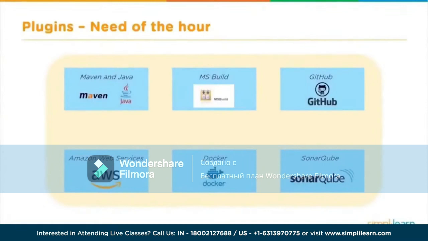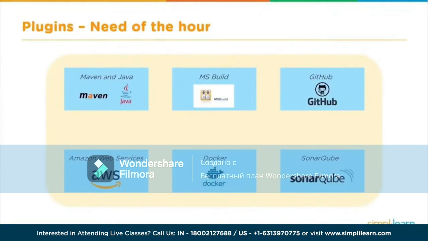In order to connect Jenkins with any of the containers or any of the other tool sets, you would need the plugins. If you want to build a repository which has Java and Maven, you would need to install Maven and JDK on your Jenkins instance. If you're looking for a .NET build or a Microsoft build, you would need to have MSBuild installed on your Jenkins instance, and the plugins that will trigger MSBuild.